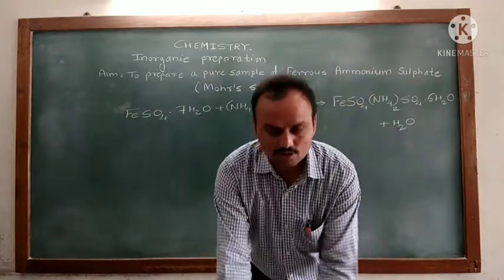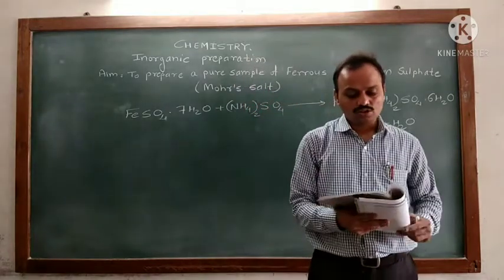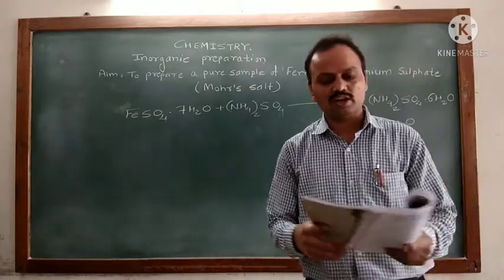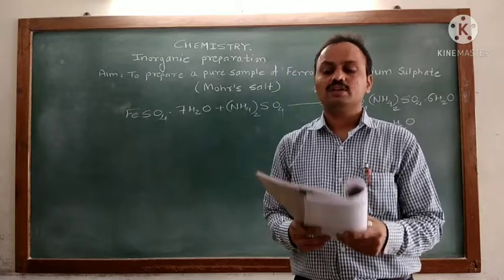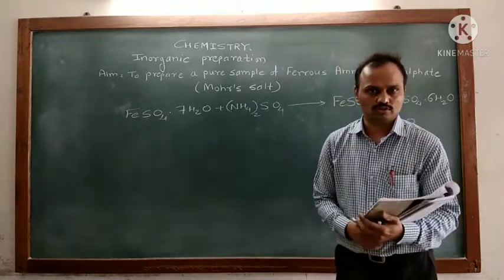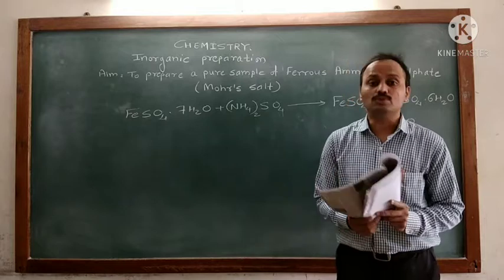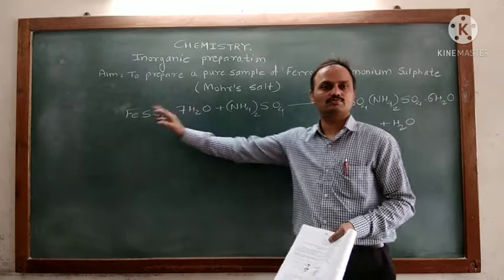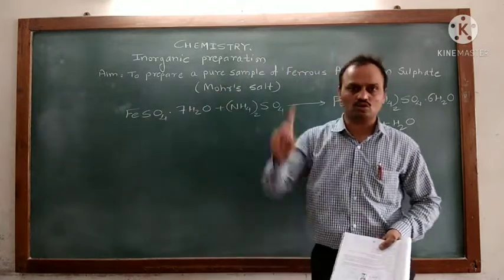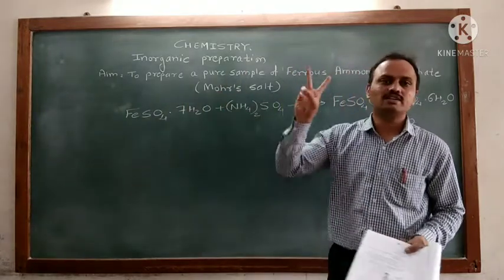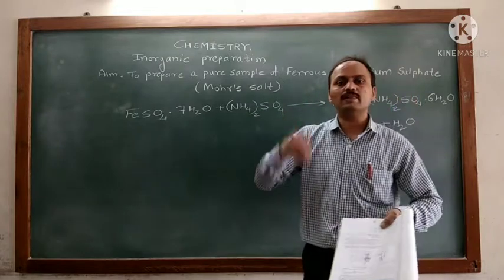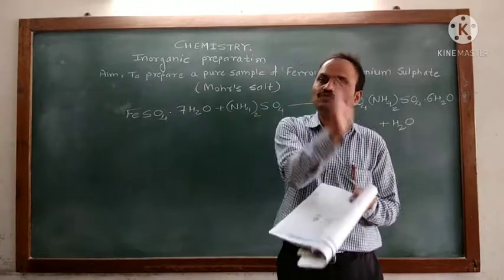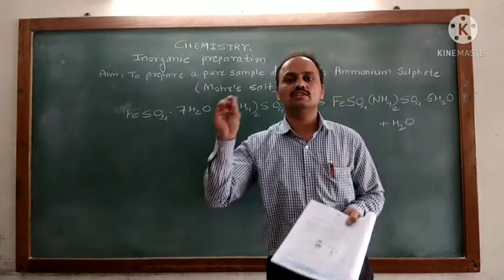Students, this Mohr salt is an important laboratory reagent. It is an example of a double salt. What is the meaning of double salt? This is a double salt because it is a combination of two salts. Ferrous sulfate is the first salt. Ammonium sulfate is the second salt. To prepare ferrous ammonium sulfate or Mohr salt, we have to combine two different salts. Therefore, this is called a double salt.